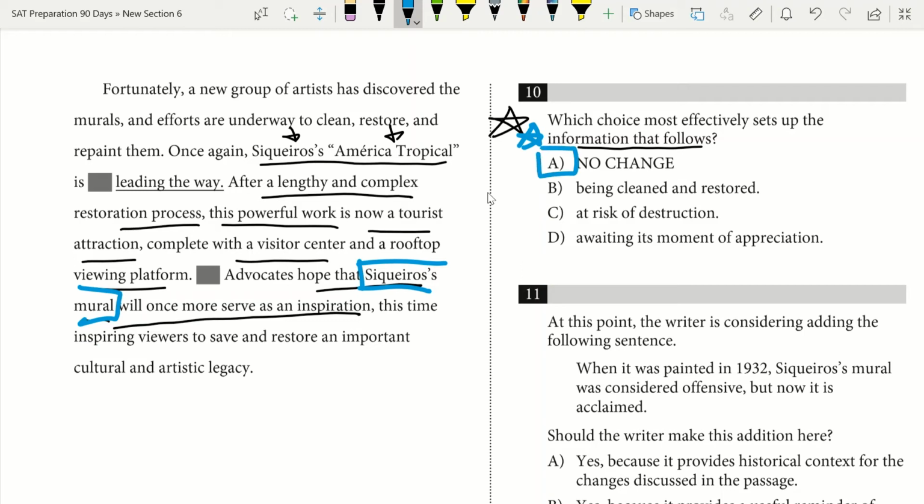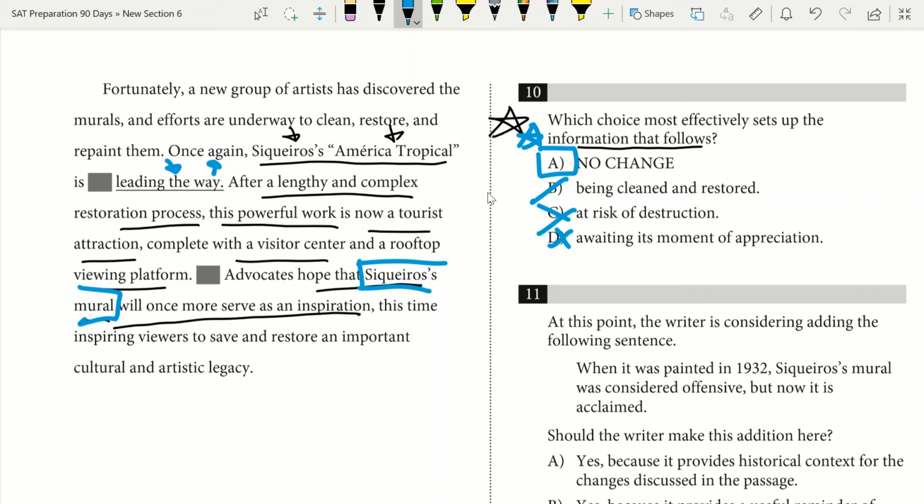It's leading the way once again, just like it did in the past, it is doing it again. So our answer there is going to be A for number 10. Okay, we wouldn't say it's being cleaned and restored or at risk of destruction or awaiting its moment of appreciation, because what it is doing is it's leading the way for this new movement. This movement again, right? There was kind of a movement before and it's having another one now, so it's leading the way again. Okay, so that's a perfect way to set up that information that's following.